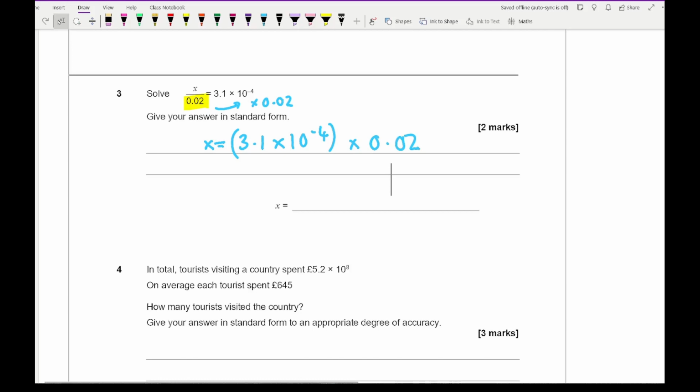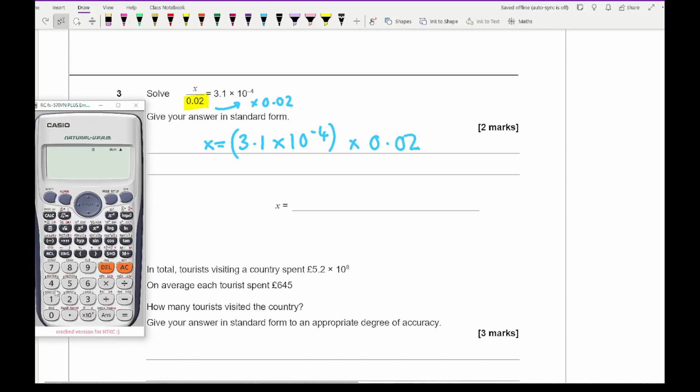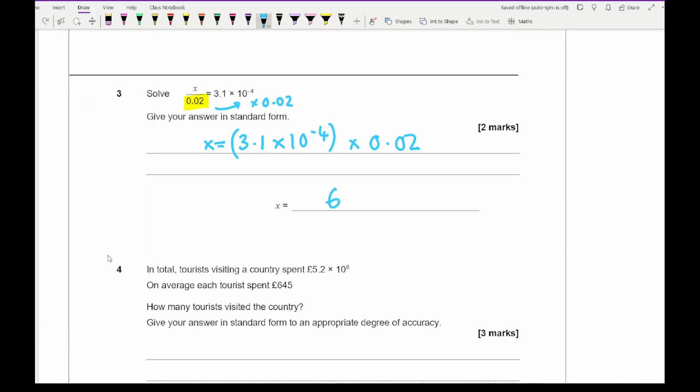So if I reach for my calculator and do just that, 3.1 times 10 to the power of minus 4 multiplied by 0.02, press equals, and I get an answer of 6.2 times 10 to the power minus 6. So 6.2 times 10 to the power of minus 6.